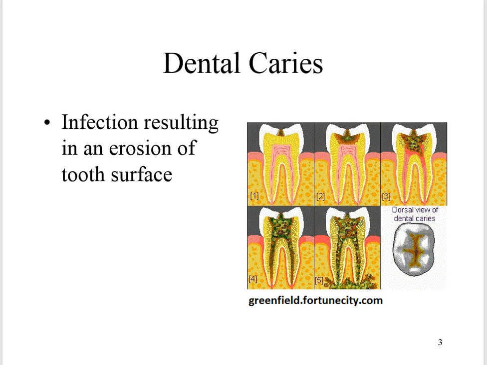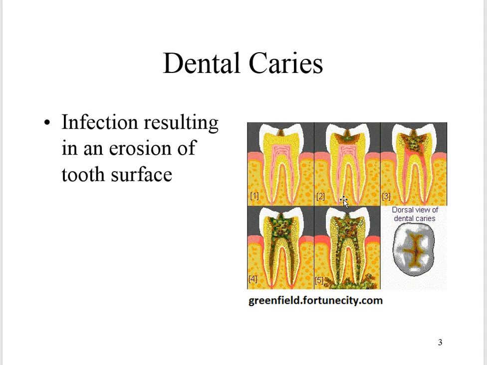Dental caries. This is an infection resulting in an erosion of the tooth surface. Okay, so let's go from 1 to 5. So 1 is the early stages. Acids dissolve the enamel in the crown of the tooth.